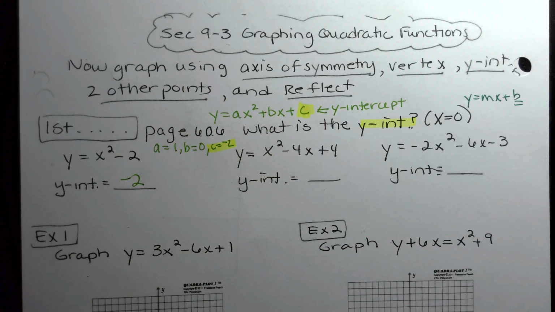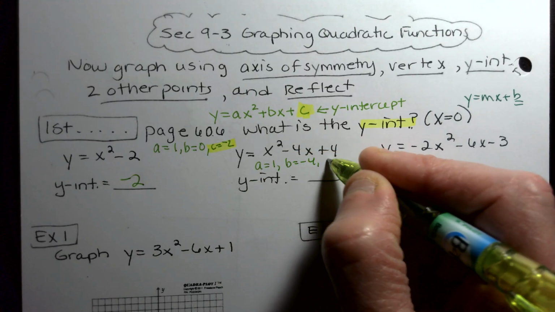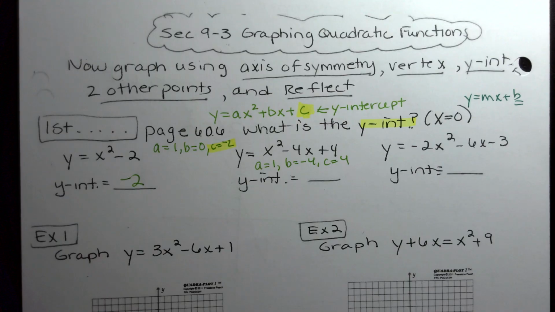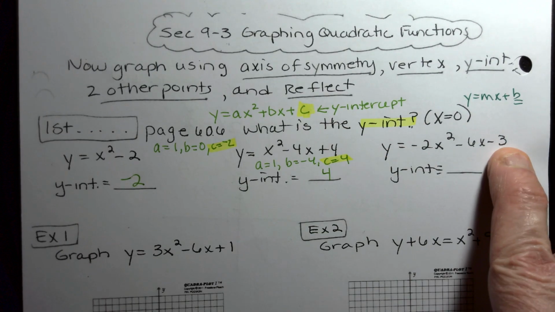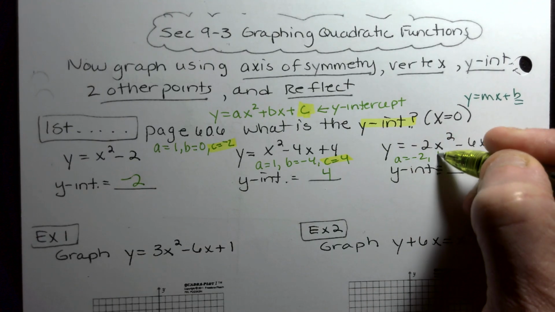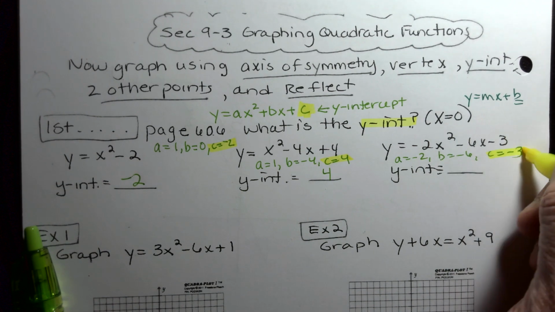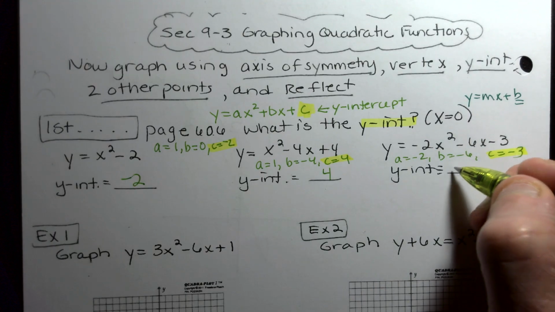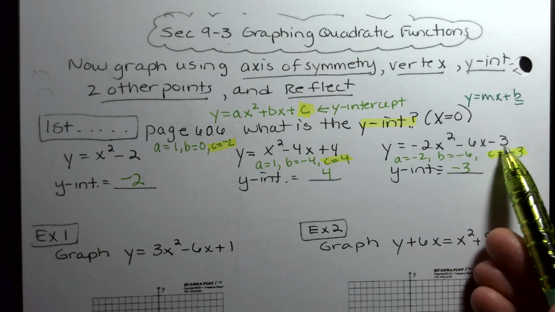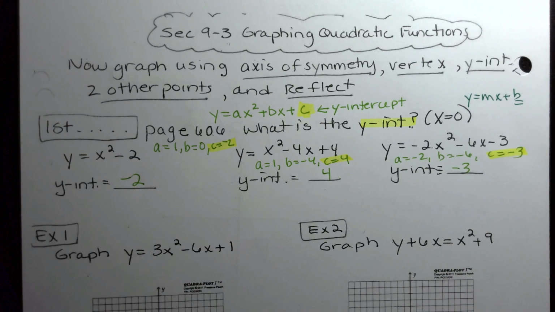What's your y-intercept here? A is 1, b is -4, c is 4. There's your y-intercept. What's your y-intercept here? A is -2, b is -6, and c is -3. No, you don't have to write the a and the b to just pull out the c there and know the answer. But when we're getting axis of symmetry, we need a and b. So ultimately, you do use all three of these. Okay, so let's practice now.